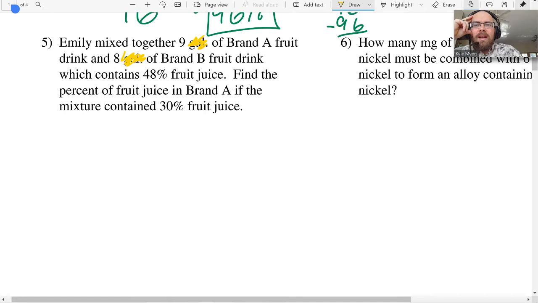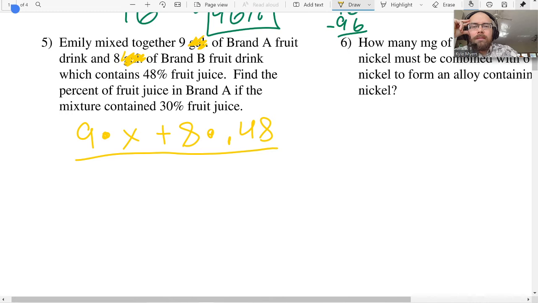Emily mixed together 9 of brand A and 8 of brand B, which contains 48%. So this time they didn't tell us how much percent the 9 has, but we're going to set it up the same way. It's going to be 9 times something, plus 8 times 0.48, over the total, which would be 9 plus 8, which is 17.